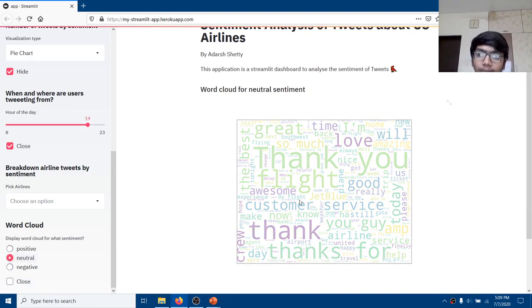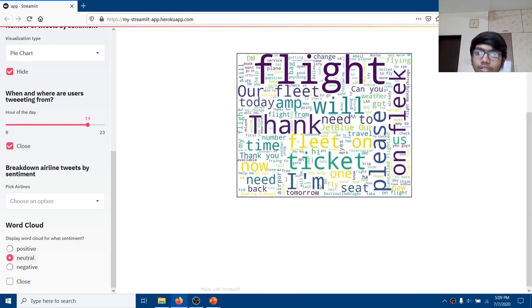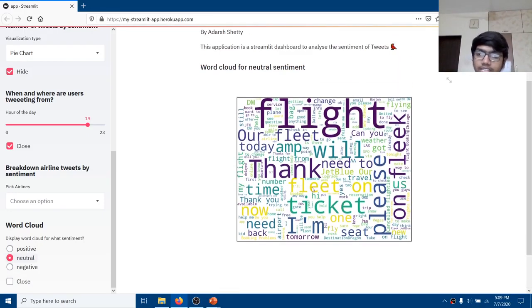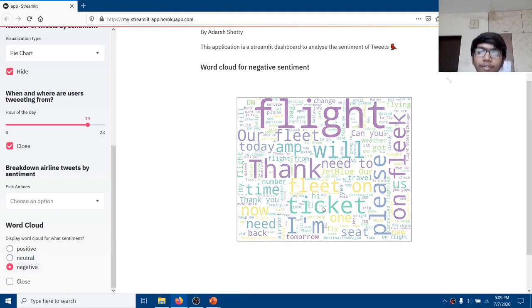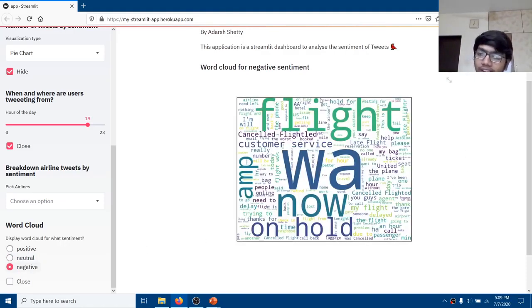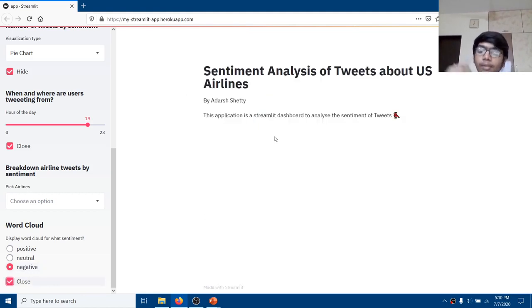And if you go to neutral, here we see some neutral words. And if you go to negative, as you can see, the most common ones are flights, on hold, cancelled flight, customer service, late flight, no one called, cancelled, you guys, like someone is accusing someone of a cancelled flight, the worst, booked, and all sorts of words. So I'll close this. So this was just about the app.